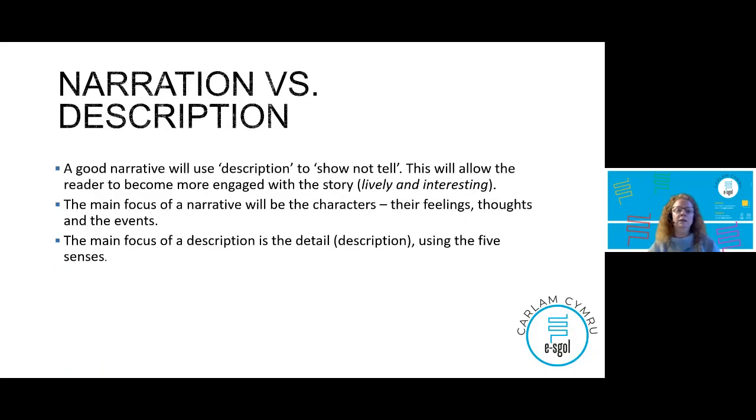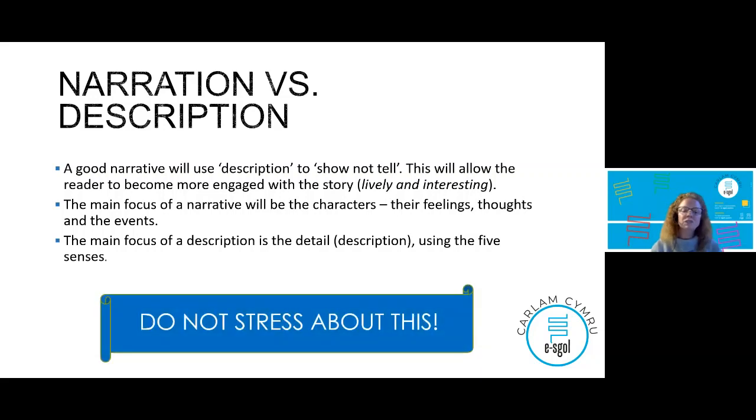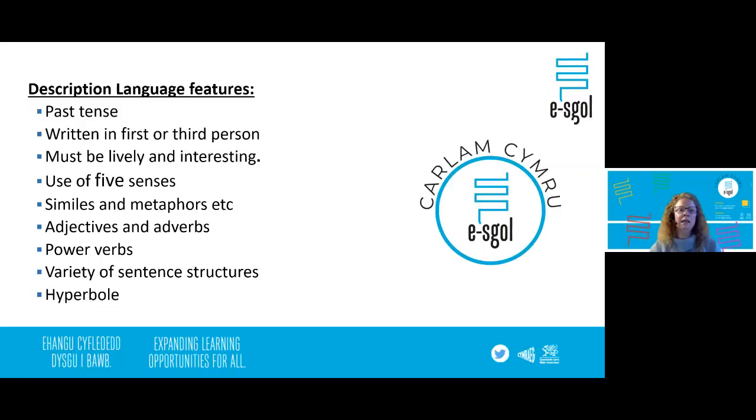So what is it? Well, a good narrative is going to use description. So a good story is going to use description to show, not tell, because that's going to be more engaging, it's going to be lively, it's going to be interesting. The main focus of a narrative, a story, is the characters, what they think and they feel. The main focus of a description is the detail, the description, using the 5 senses. So what's the main difference between them? Well, do you know what? Don't worry about it. The main difference between them, a narrative is a story. It focuses on action, the characters, how they feel, what they're doing. The main focus of a description is the detail that you go into. You zone in on a little tiny detail.